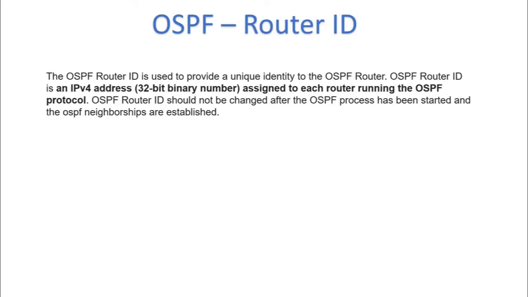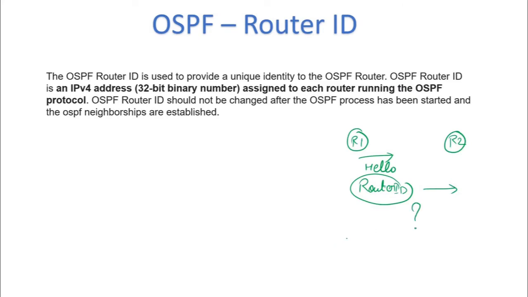So I just discussed with you in the beginning that whenever router 1 is configured with router 2, they send a hello packet, right? What are they sending in the hello packet? They are sending the router ID to router 2. So the question arises, what is this router ID?